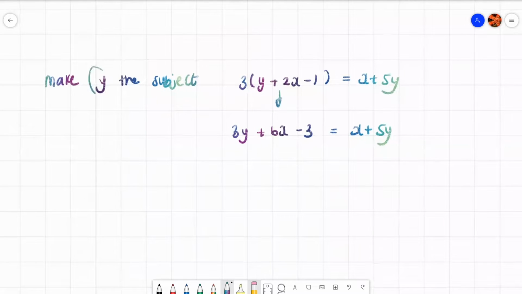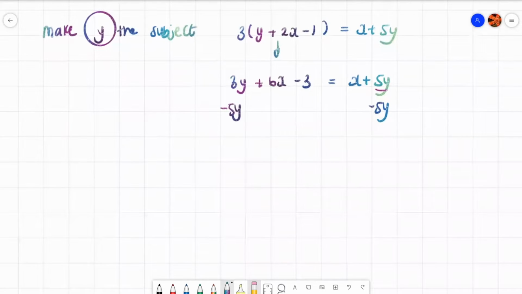Right, we want y as a subject of the formula. So anything with a y, bring it on one side. It's up to you, whichever side you want. There's no right or wrong way, but I'm just going to bring this onto the other side. So I'm going to subtract both sides by 5y. You could do it the other way. You could subtract 3y if you want a positive y. That's minus 2y plus 6x minus 3 equals x, because 5y take 5y is nothing.